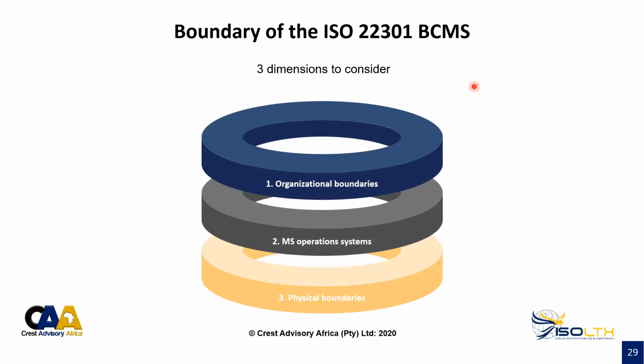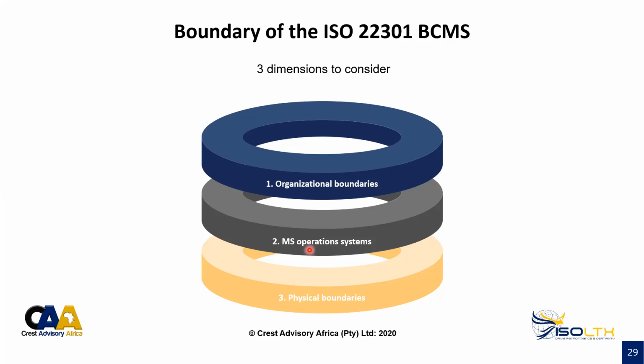So the boundaries of the ISO 22301 could be considered in 3 dimensions. The first one, what is your organizational boundaries? What does your organization determine? In my organization, are we going to certify our Australian office? Are we going to certify our American office, our European office, or are we going to certify everybody, or are we just going to have one of them certified?